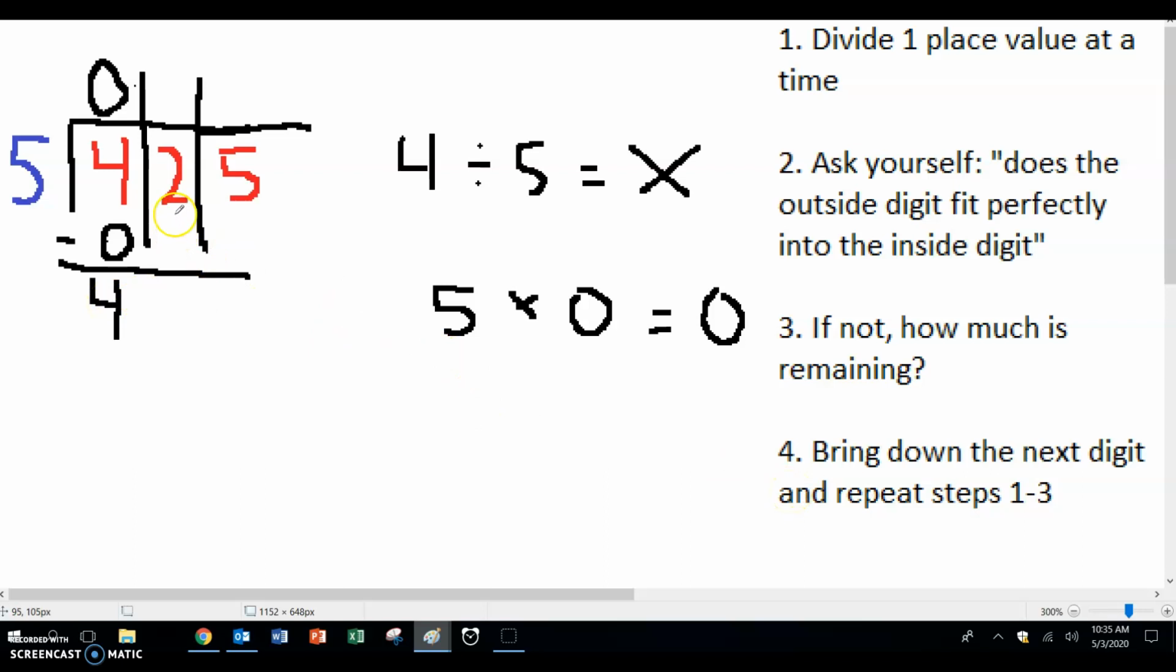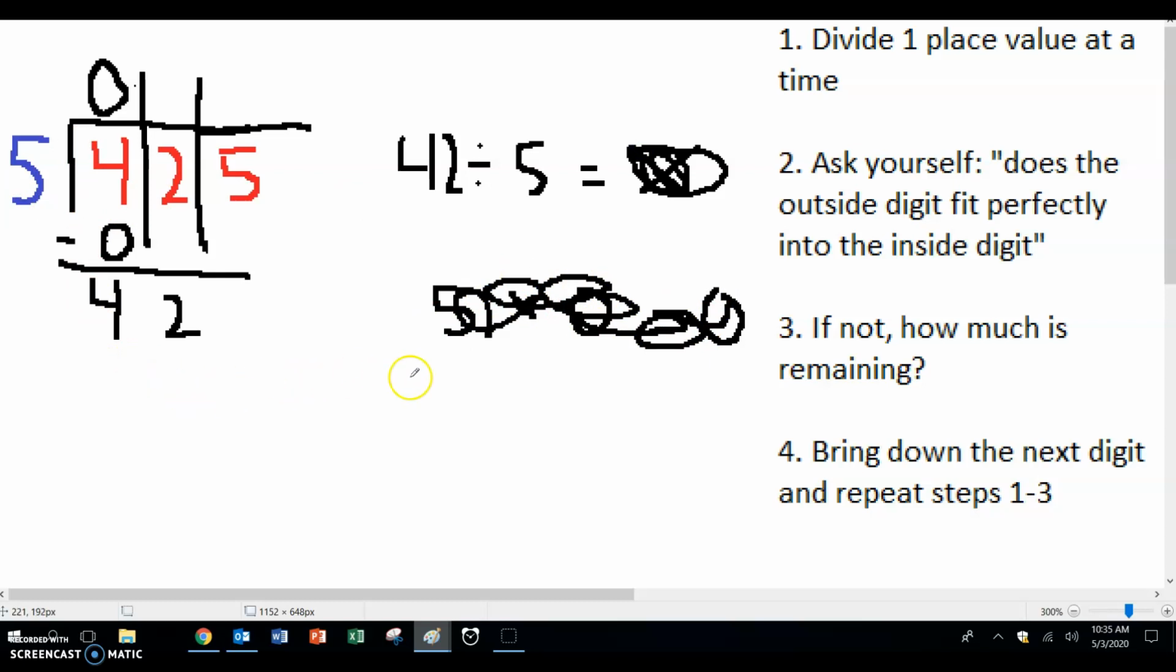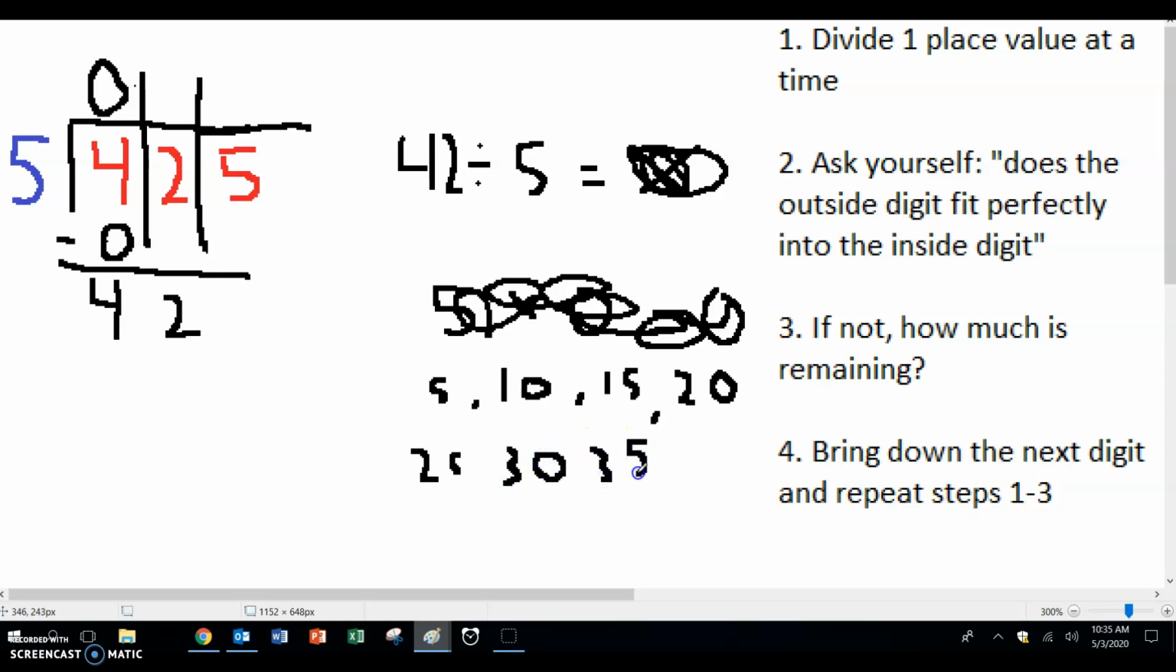Bring down the next digit, which is a 2. And now we are left with, read the number exactly as it is, 42 divided by 5. Let's ask ourselves, does 5 fit perfectly into 42? Let's check by skip counting. 5, 10, 15, 20, 25, 30, 35, 40. The closest we can get to 42, skip counting by 5, is 40.